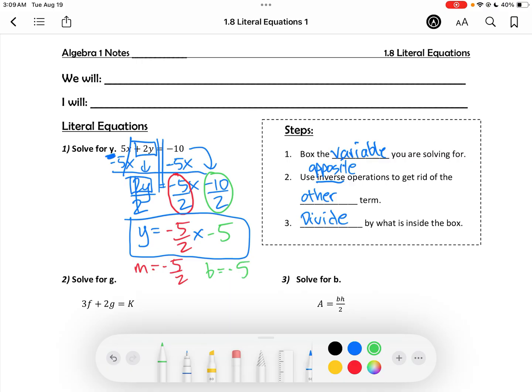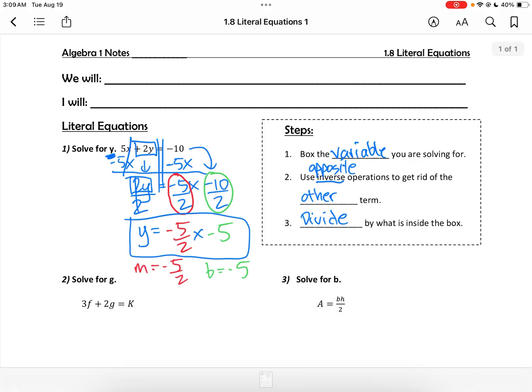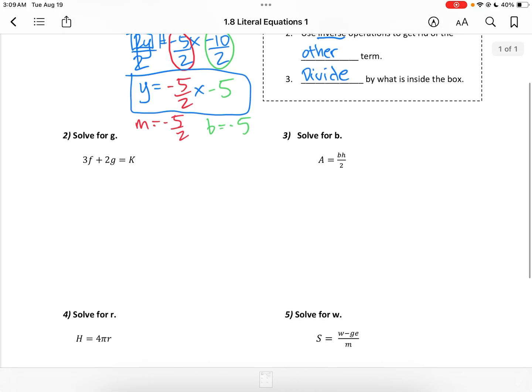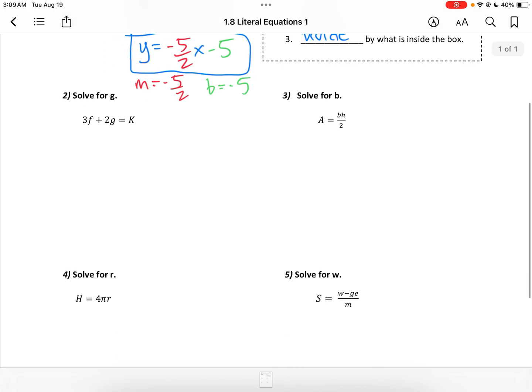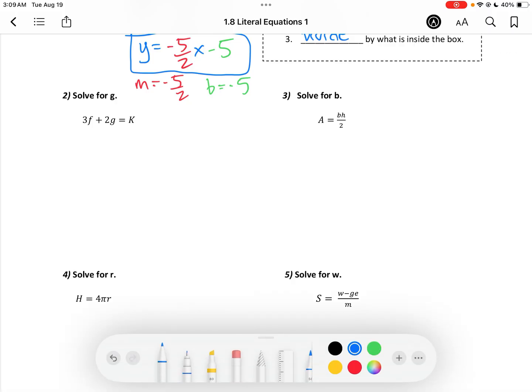Alright, so now we're on to literal equations, and let's see how that changes for different letters. Let's take a look at number 2. This time I'm going to solve for the letter g. I'm going to put it in a box and draw my train tracks. Outside of this box, I have this 3f. The opposite of positive 3f, the inverse, is negative 3f. And I'm going to do the same thing on the opposite side.